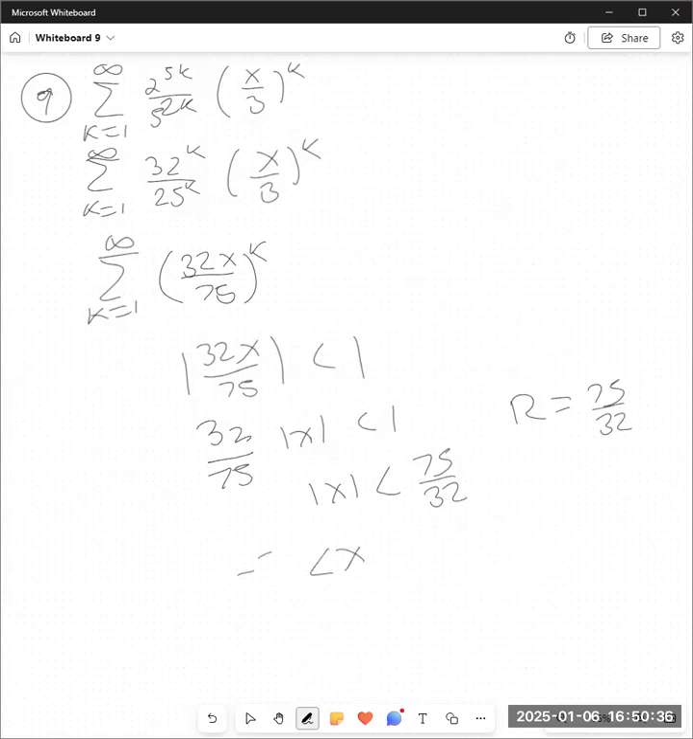x is between negative 75 over 32 and 75 over 32. Putting negative 75 over 32 in gives me negative 1 to the k, which diverges. Putting 75 over 32 in gives me 1 to the k, which diverges. So my interval of convergence is the open interval negative 75 over 32 to 75 over 32.